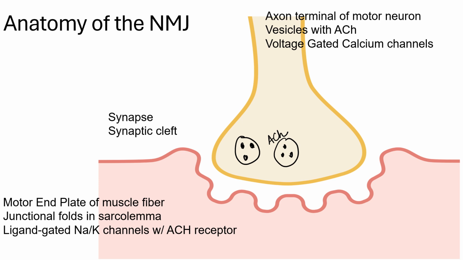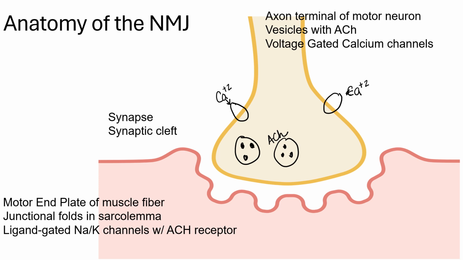There are also these voltage-gated channels on the axon terminal, and these channels can only allow calcium to go through them, and calcium is always more abundant on the outside of a cell than on the inside. And so if these channels are open, calcium will flow into the cell. But to open these channels, we need an action potential, which means that they need a change in voltage.